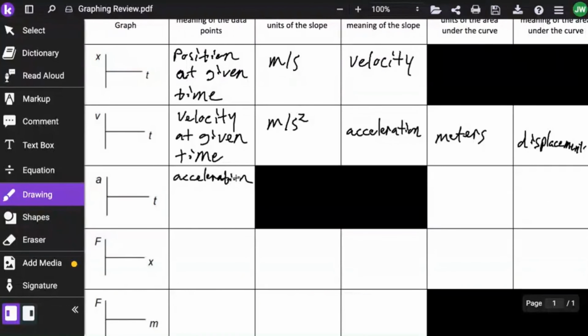The next graph down is acceleration versus time, so the meaning of the data points is acceleration at a given time point. The units of the area under the curve, when we multiply meters per second squared times seconds, we are left with meters per second, and that is a unit of velocity. So in an acceleration versus time graph, when you look at the area under the curve, you're looking at velocity.